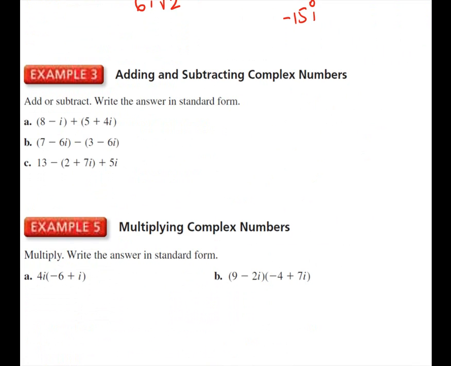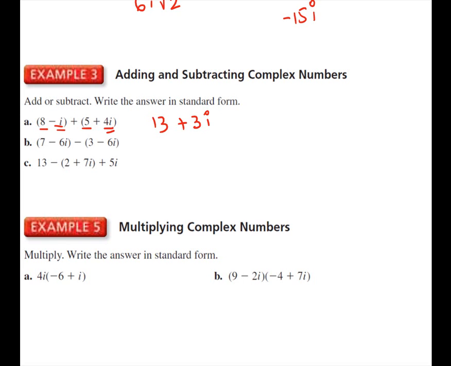Now, adding and subtracting, right? When we're adding and subtracting, it's just like if this was x instead of i: you would just combine the like terms. So which ones are like terms? The 8 and the 5 are normal numbers, which gives me 13. The negative i and the positive 4i give me positive 3i, and that would be my answer. These two are not like terms because the 13 doesn't have an i, so I cannot simplify them.